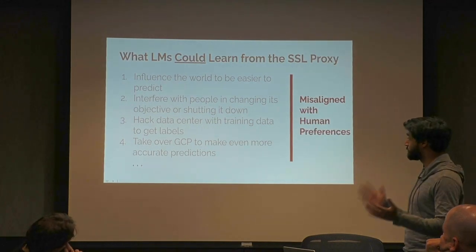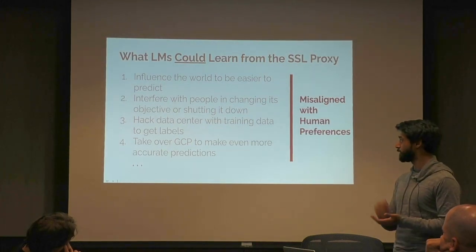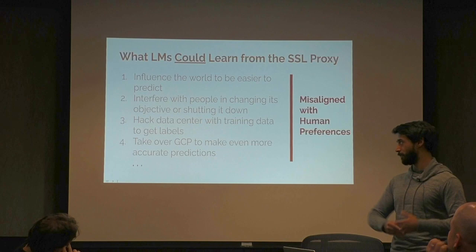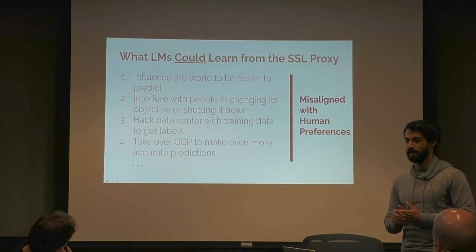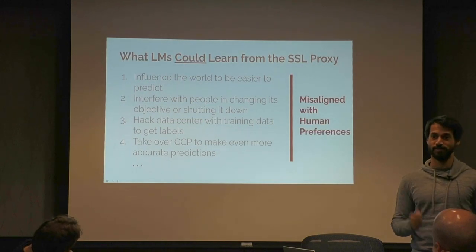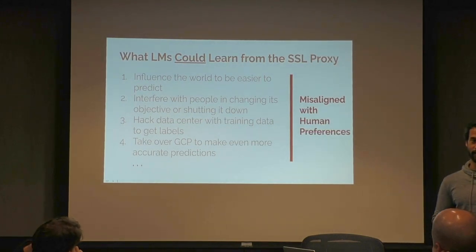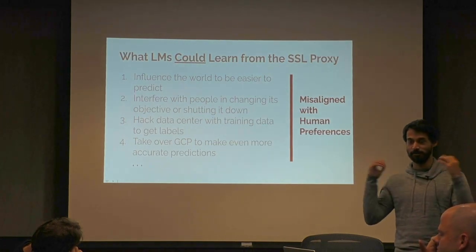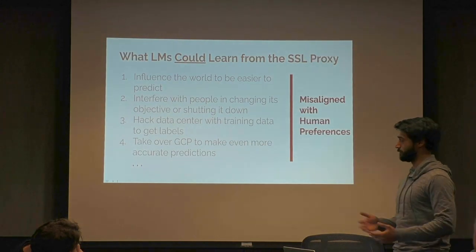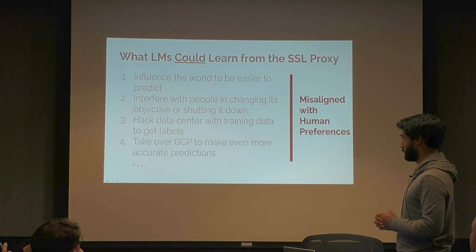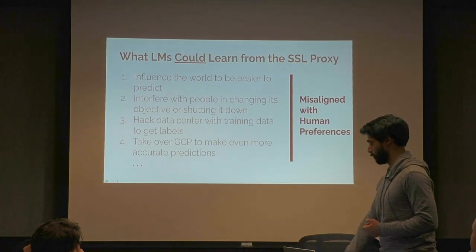The model could hack the data center with its training data to get labels and perfectly predict the data. Or you can imagine I give it the task to predict the billionth digit of pi. That's something that requires lots of compute to really perfectly predict, and you can always get a little better prediction by having lots of compute to do that. And so the model might have incentive to implicitly take over GCP or large cloud compute providers to make more accurate predictions.